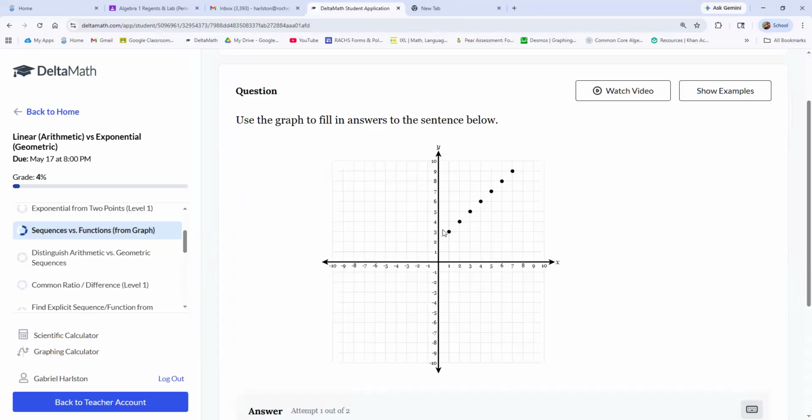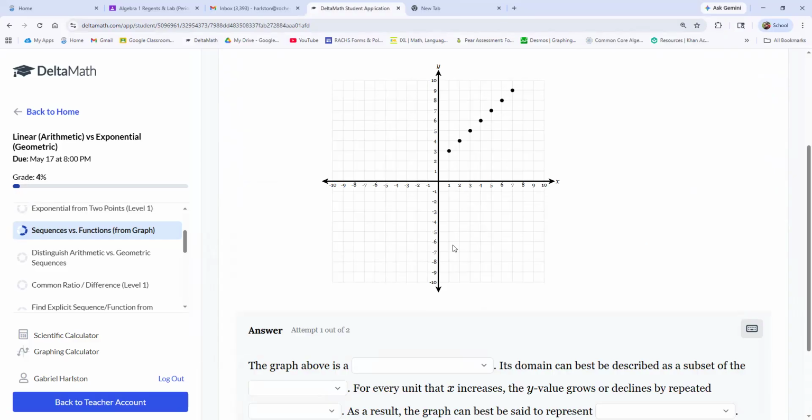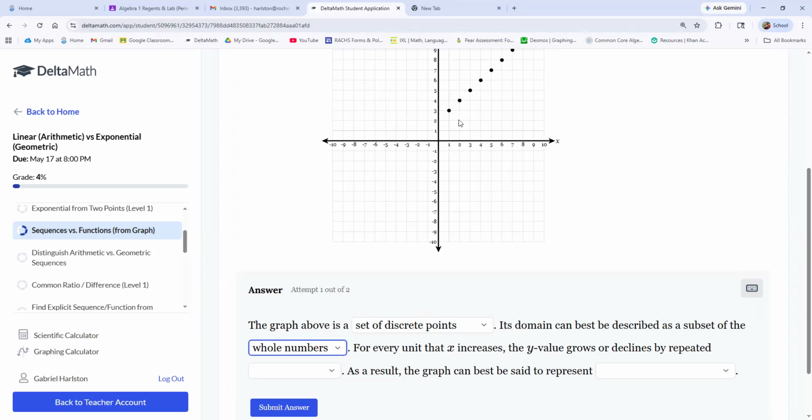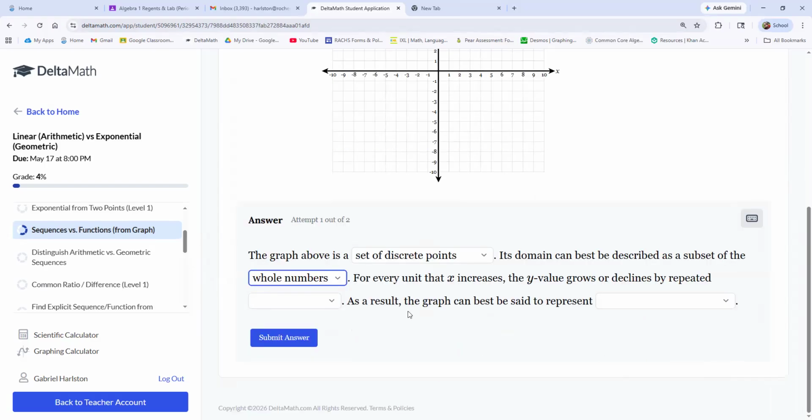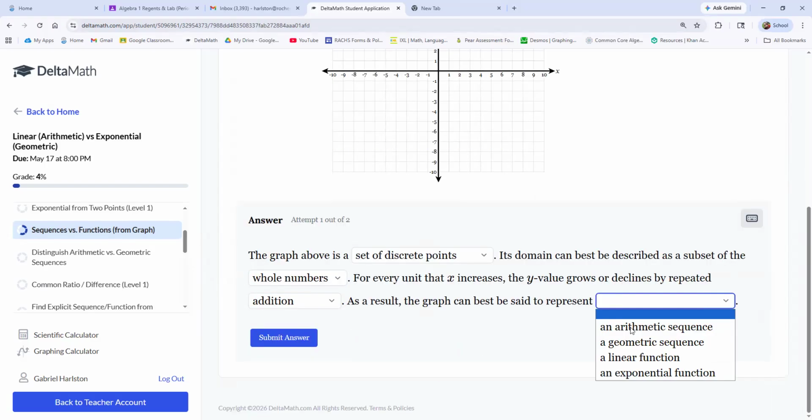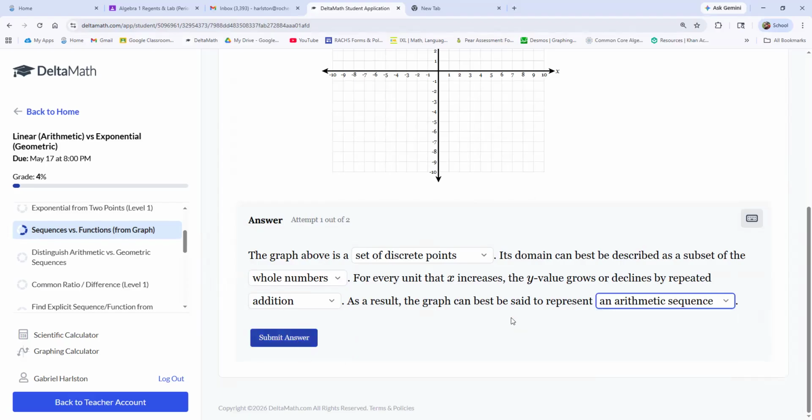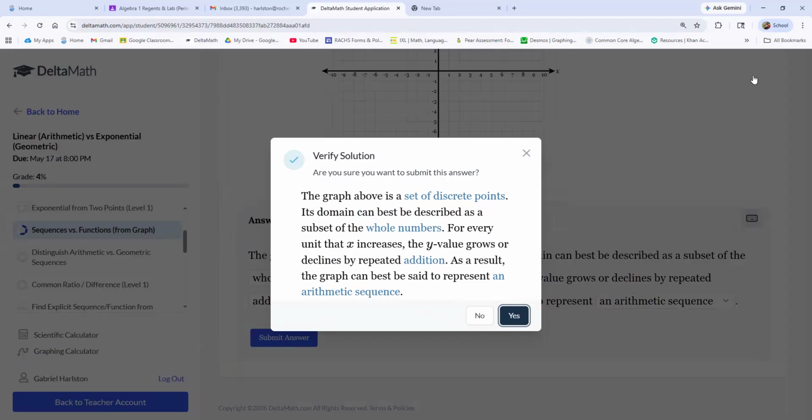All right, so again this is discrete, but it looks like it's a straight line. So this is going to be an arithmetic sequence. It's a subset of linear functions, but it's a very specific subset because it's discrete points and it's all whole numbers. The inputs are 1, 2, 3, 4. There's no input between 1 and 2 or 2 and 3. It's only whole numbers. That's the key for sequences. And then we're adding the same number, which means it's an arithmetic sequence. Boom, done.